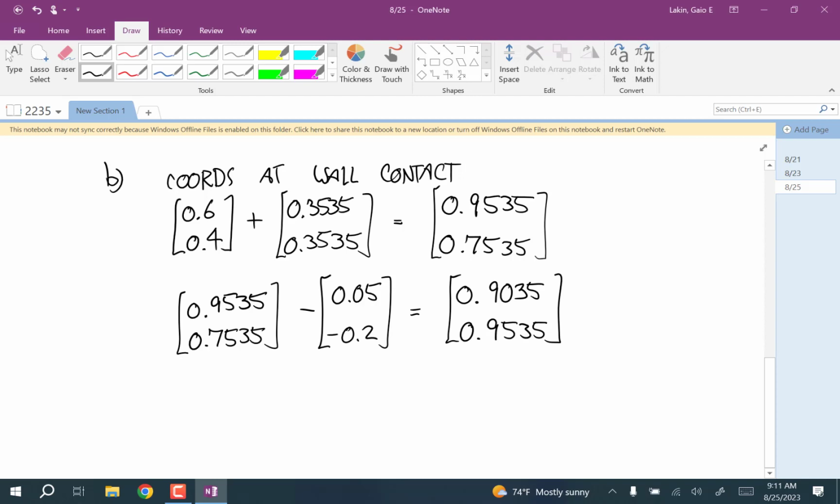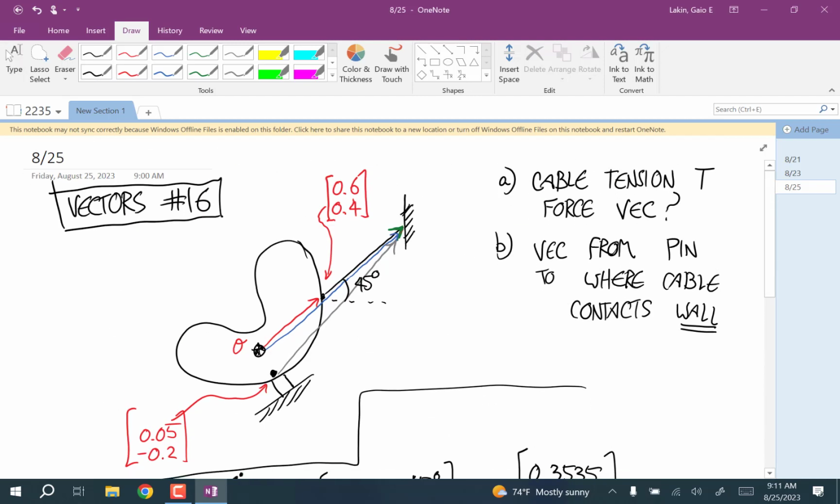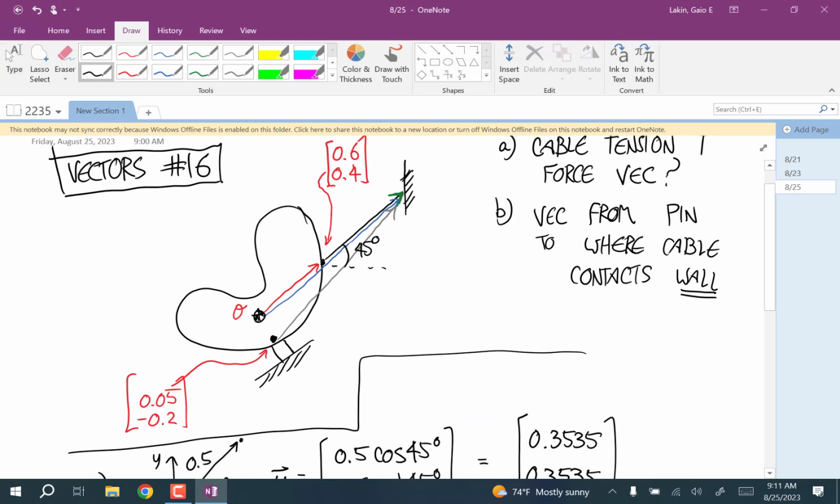Okay. So getting used to this idea of just thinking of coordinates as vectors from the origin and using vector addition and vector subtraction to figure out vectors, that's going to be a helpful thing in this class. You want to get used to doing that. Anybody have any questions about that problem?